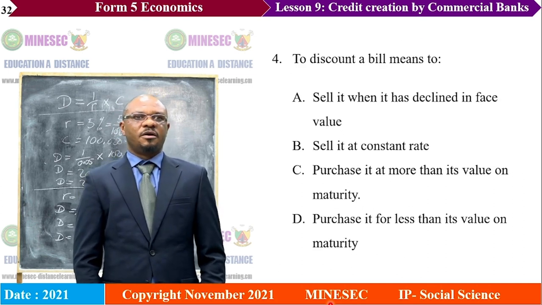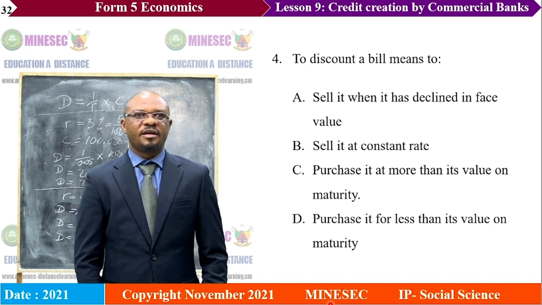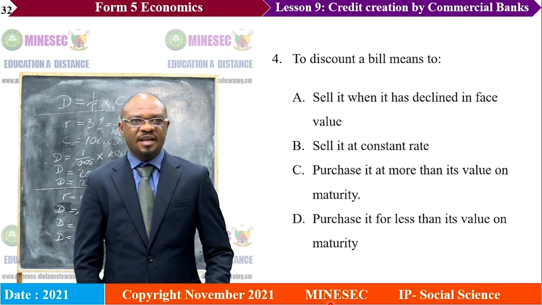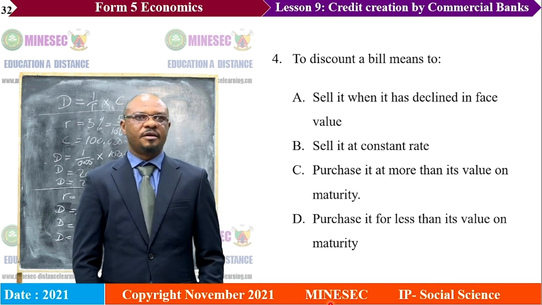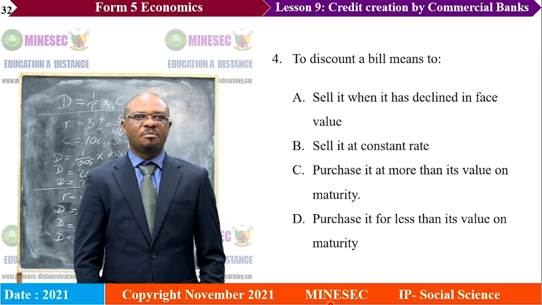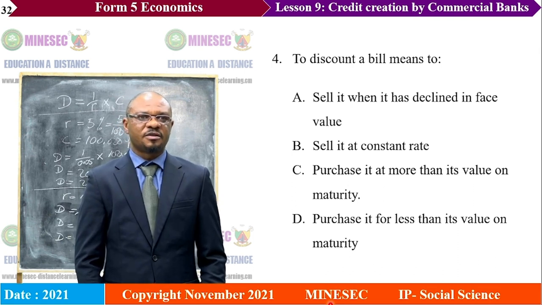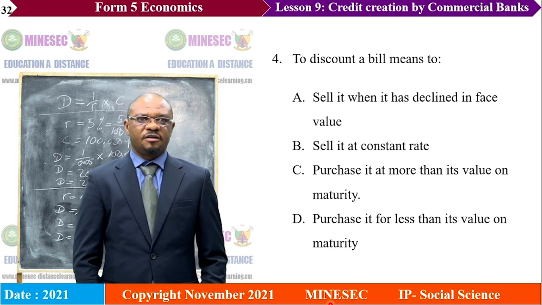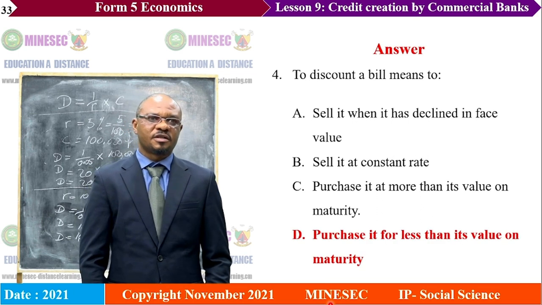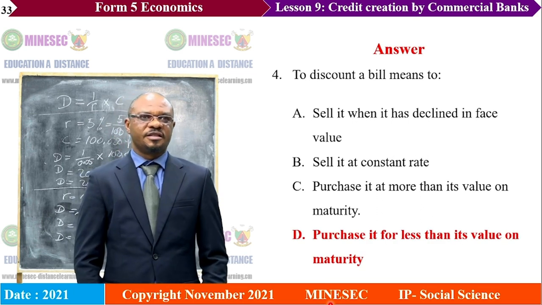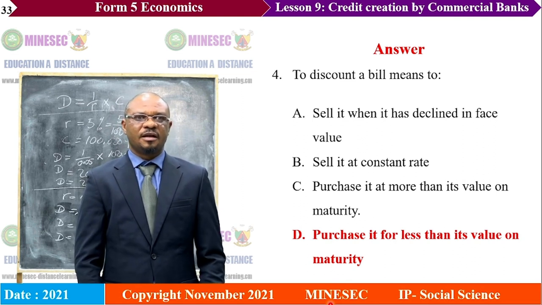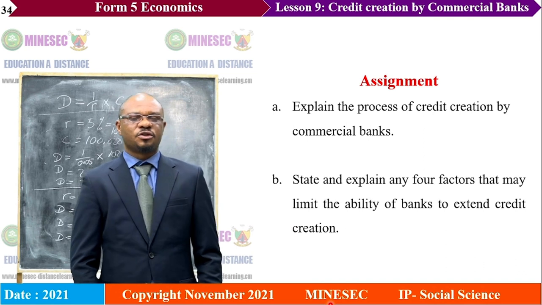Last question. To discount a bill means A, to sell it when it has declined in face value. B, to sell it at constant rate. C, to purchase it at more than the value on maturity. And D, to purchase it for less than the value on maturity. The correct answer there is D. So to discount a bill means to purchase it for less than its value on maturity.